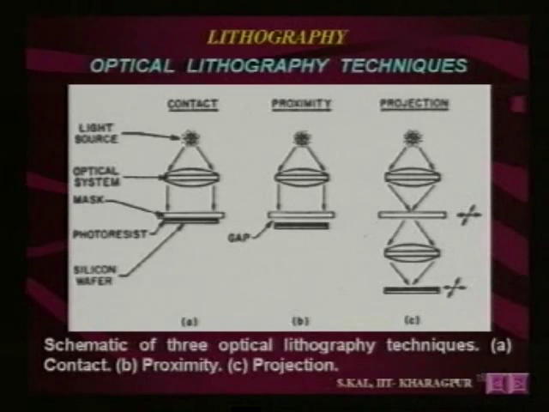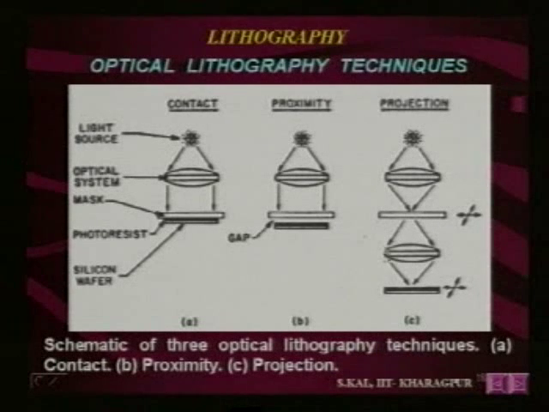And because of the diffraction, a distortion in the intensity, a distortion in the image is expected. Because of that, we cannot get high resolution in the case of proximity printing alignment. But you can prevent mask damage to some extent in this particular technique.